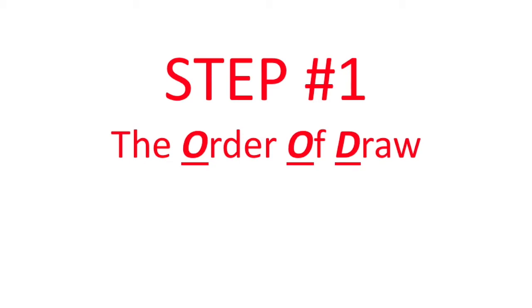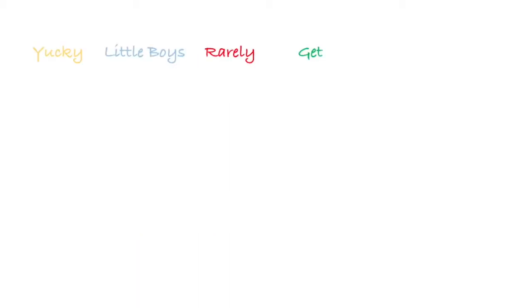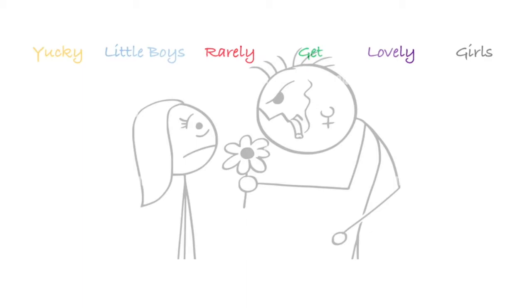This is the order of draw. You have yellow, light blue, red, green, lavender, and then gray is your last tube. So you can think of a little mnemonic in your head. I have one for you. Yucky little boys rarely get lovely girls. This is pretty easy to think of because it's generally probably pretty true.